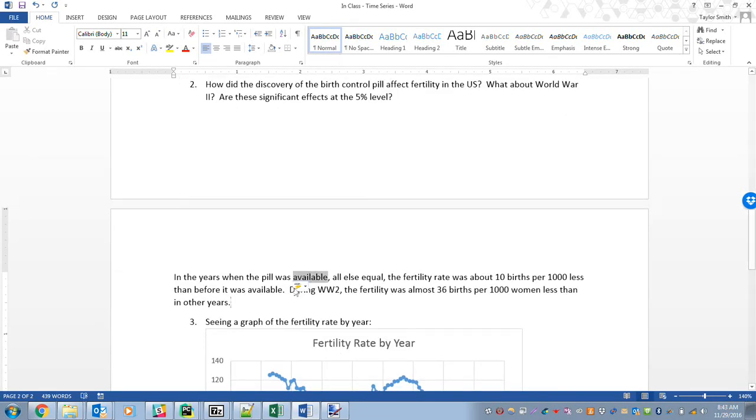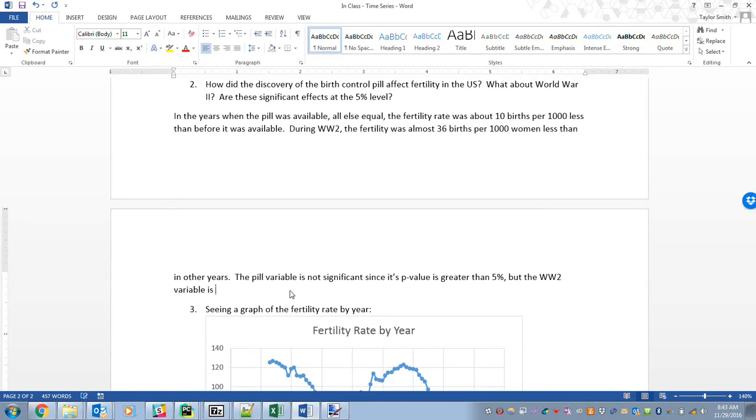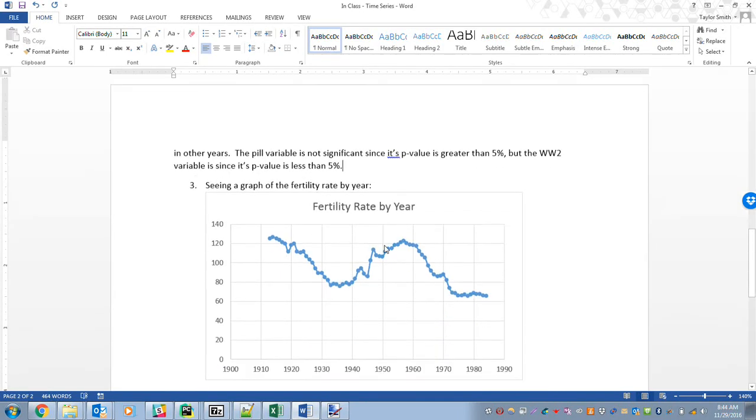So we'll go ahead and type that here. The pill variable is not significant since its p-value is greater than 5%. But the World War II variable is, since its p-value is less than 5%. All right, number 3.